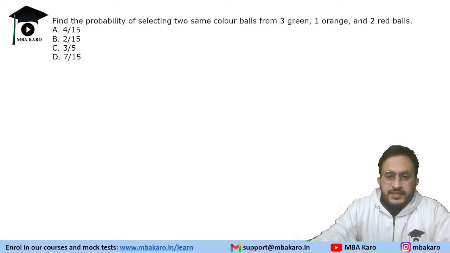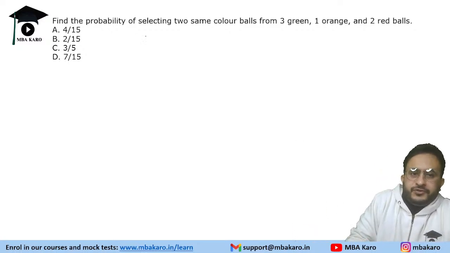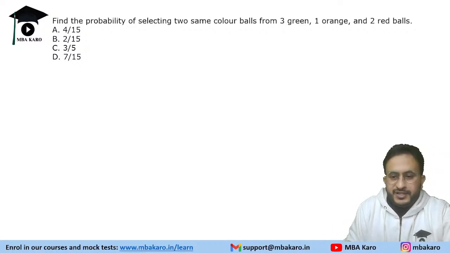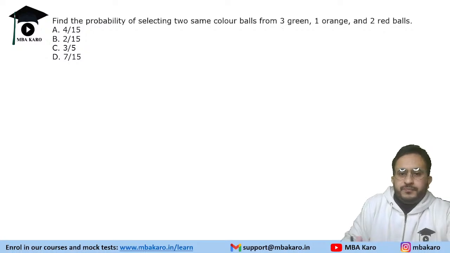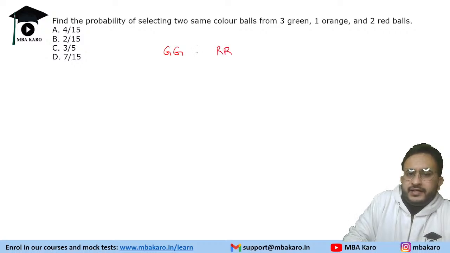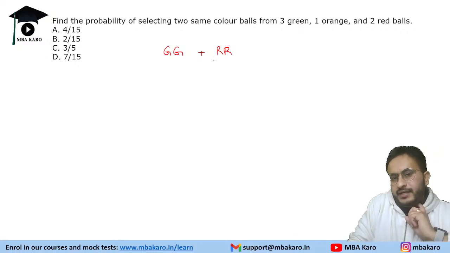So let's see this thing. We need to select two same colored balls, right? So it is a simpler version of that medal based question. Okay, so we need to pick two same color balls. One thing is we select green balls, another thing is we select red balls. Okay, green and red.